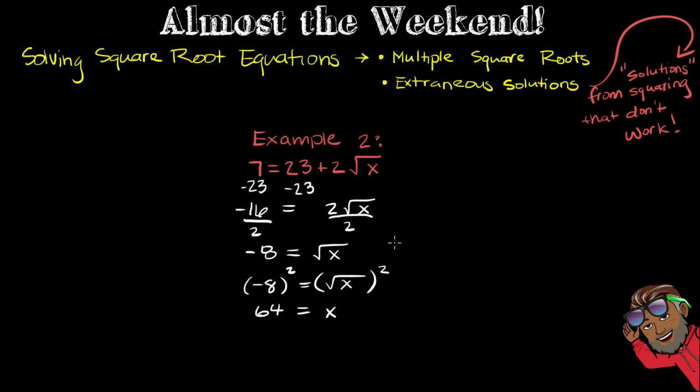Now, since we squared both sides of the problem, the chance of an extraneous solution has arisen. So what we're going to want to do is check to see if this solution, 64, actually works. So we're going to take that x right there, and we're going to change it into a 64.